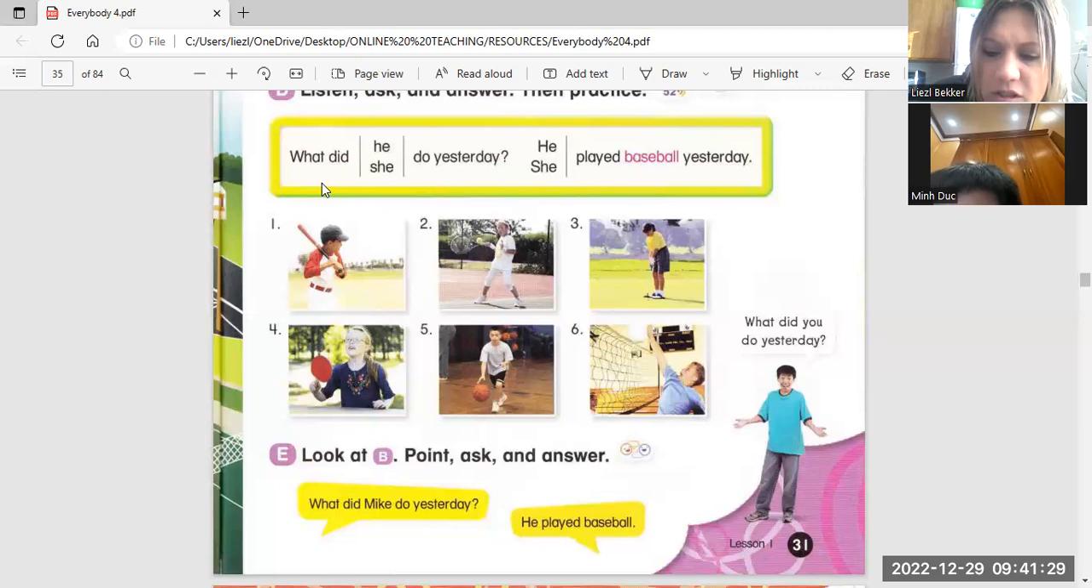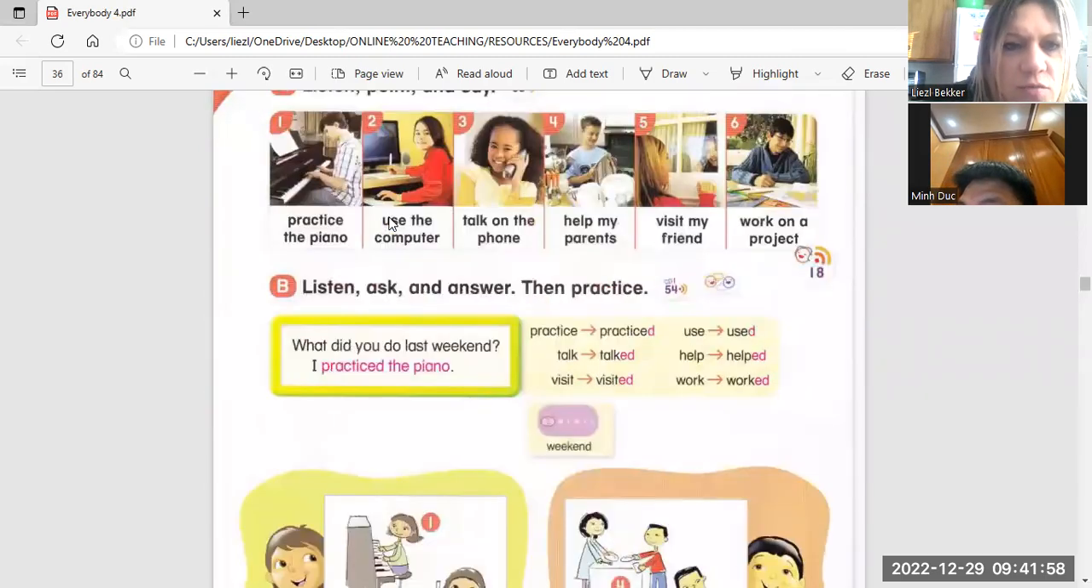Number four, what did she play yesterday? She played table tennis yesterday. Number five, what did she play yesterday? He played basketball yesterday. Number six, what did he play yesterday? He played volleyball yesterday.